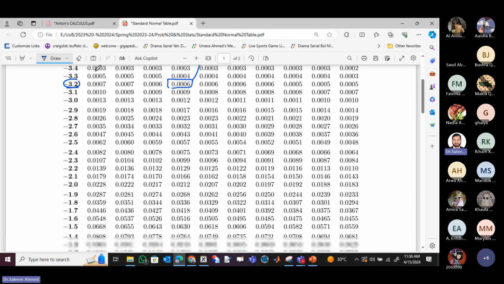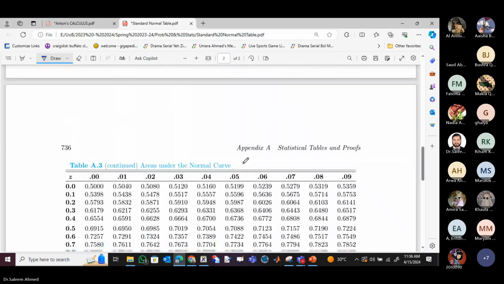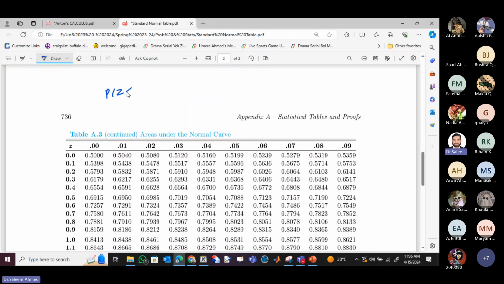If you want, let's say, the area to the left of 0.67, we will look at 0.6 on the left and 7 at the top. So 0.6 is on the left side and 7 is on the top, so this is 0.07. If you go down from here and go to the right from here, I got here, and this is 0.7486.